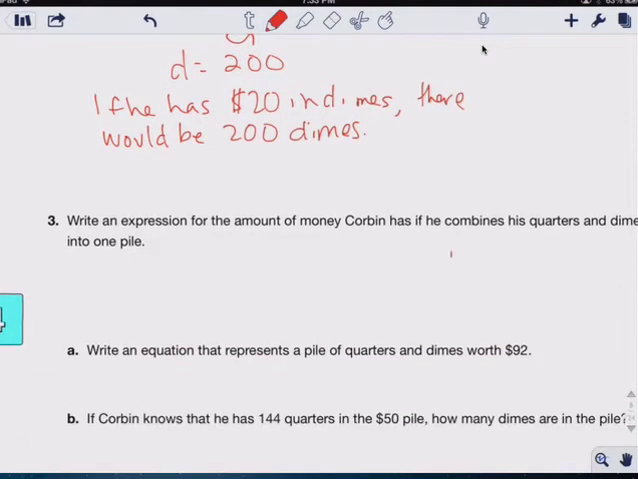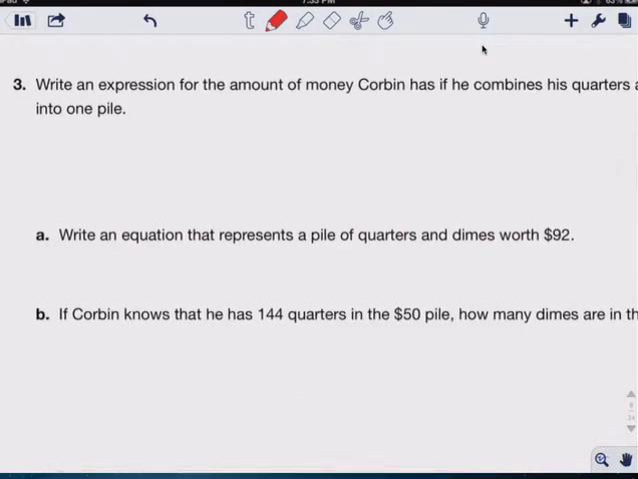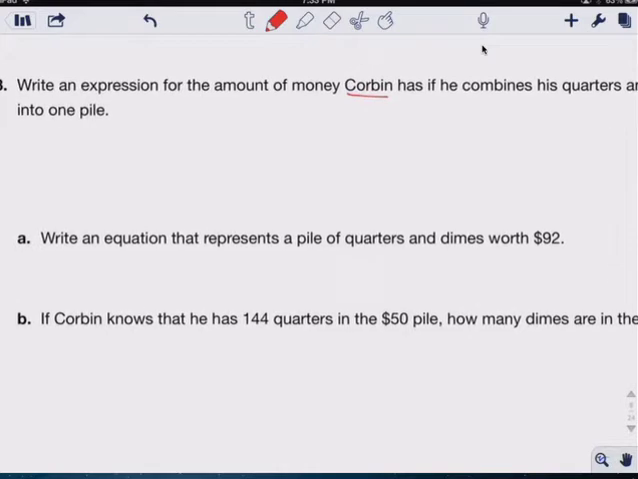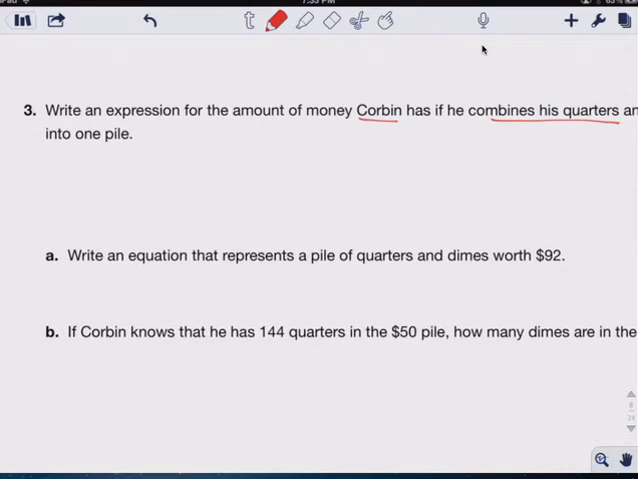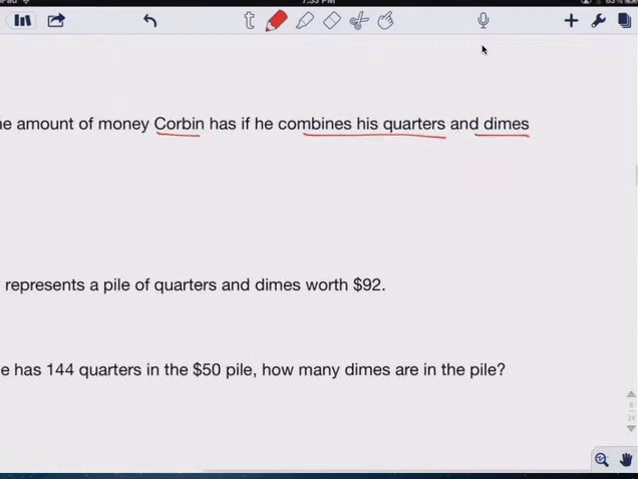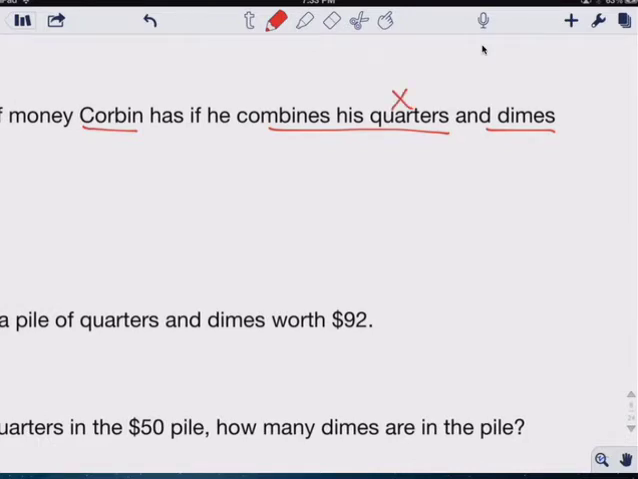Okay, next one. Write an expression for the amount of money Corbin has if he combines his quarters and his dimes into one pile. Remember, we use x for quarters and y for dimes. Quarters are 25 cents each, that's the expression for quarters. And dimes are 10 cents each, that's the expression for dimes. I don't like to put the 0 at the end, but if it helps you, put the 10 there.